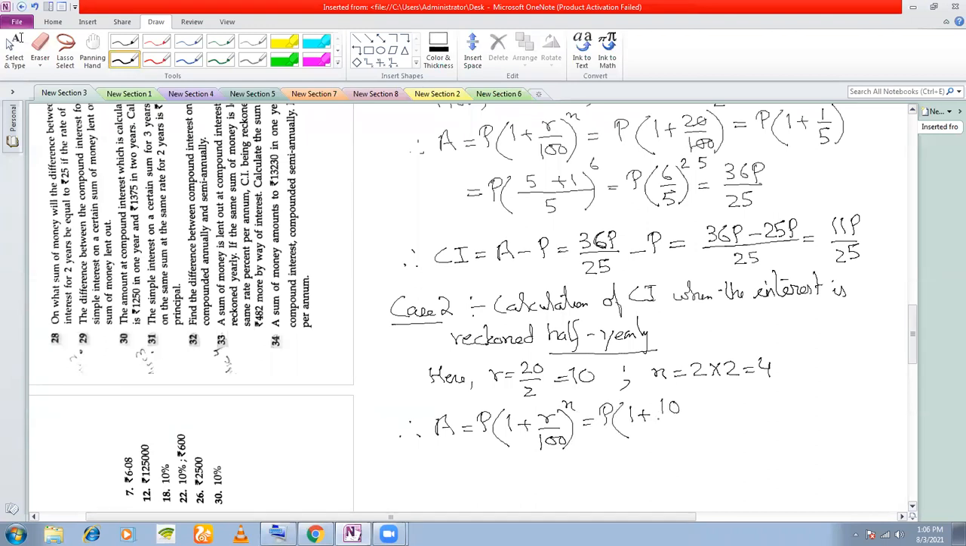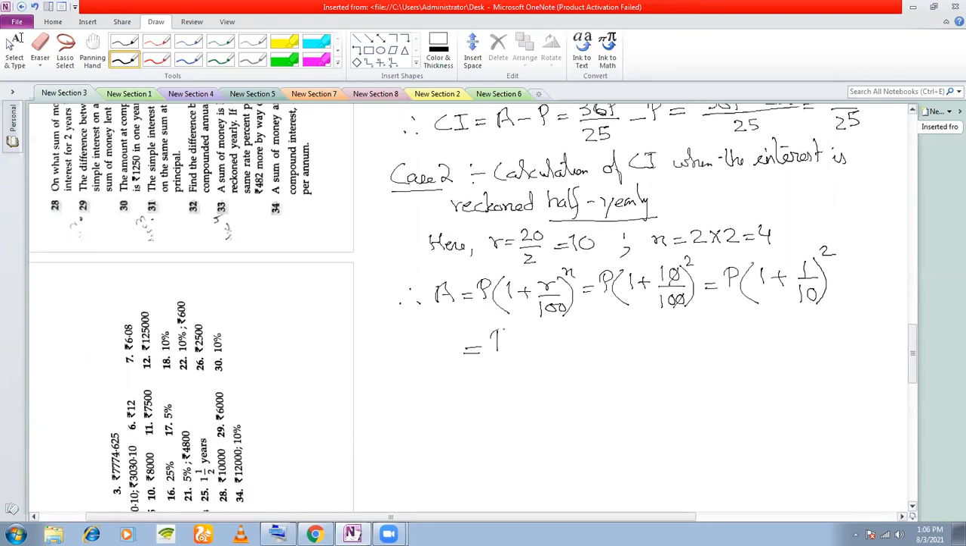One plus 10 by 100 to the power of 4. Cancel this. You get P times 1 plus 1 by 10 to the power of 4, which is equal to P times 11 by 10 to the power of 4. Now you know 11 square is 121, and 10 square is 100. So you get 121P by 100.